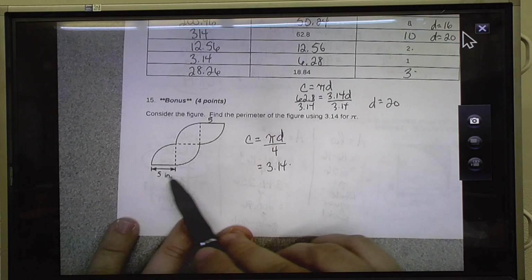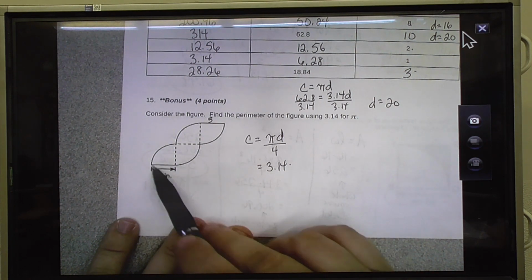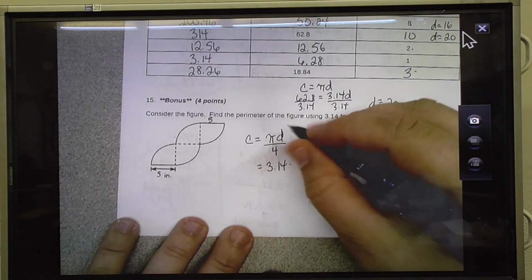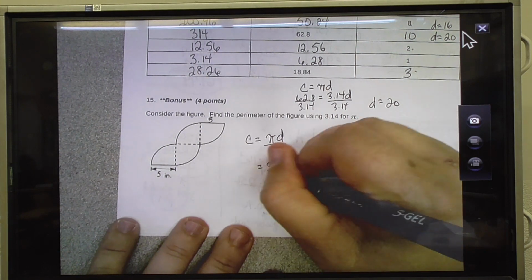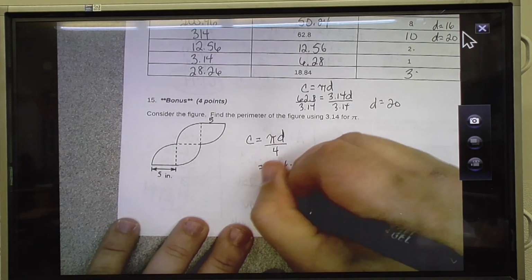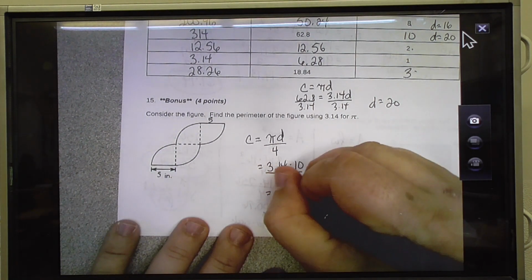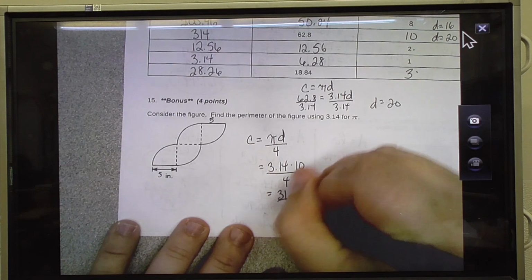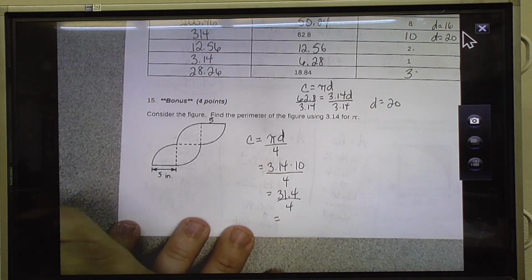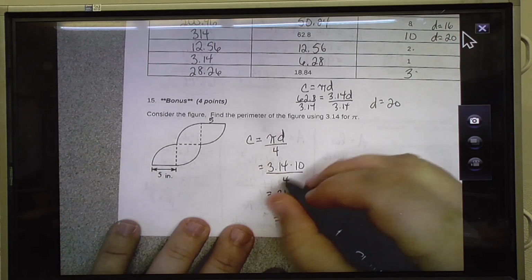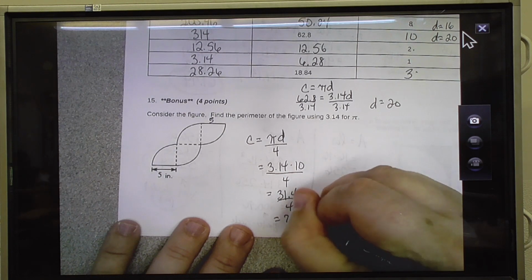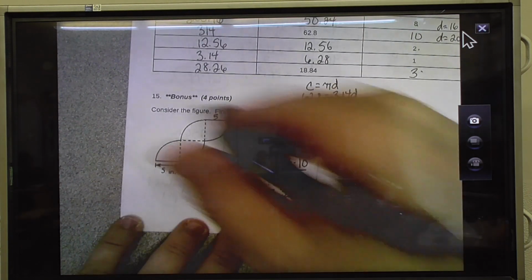That is a quarter circle, so that is the radius right here. That circle will go all the way around like this here. So the diameter is 2 times the radius. So my diameter is 10. So 3.14 times 10, that's going to give me 31.4. Divide that by 4. 7.85. So that's for each one of these quarter circles.